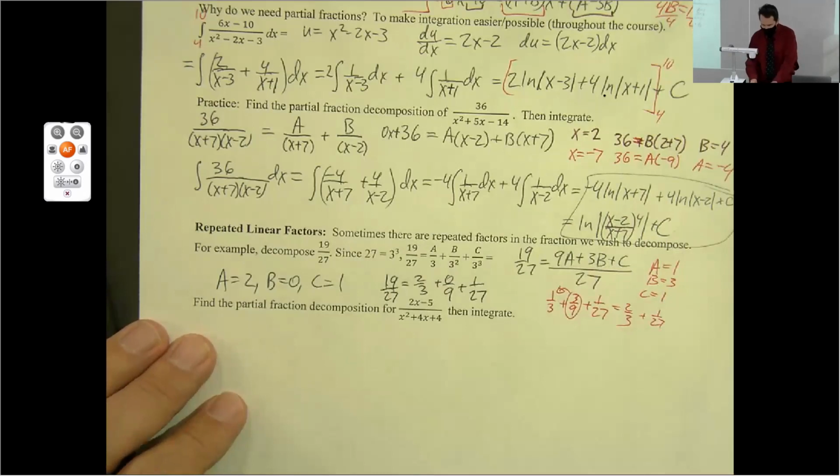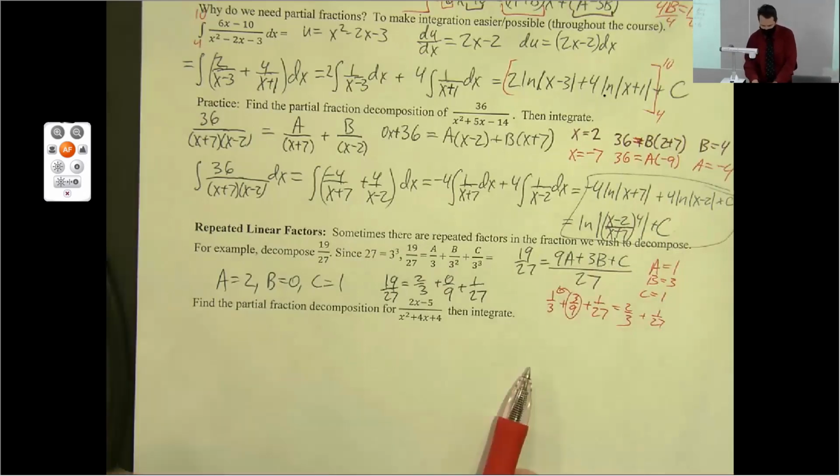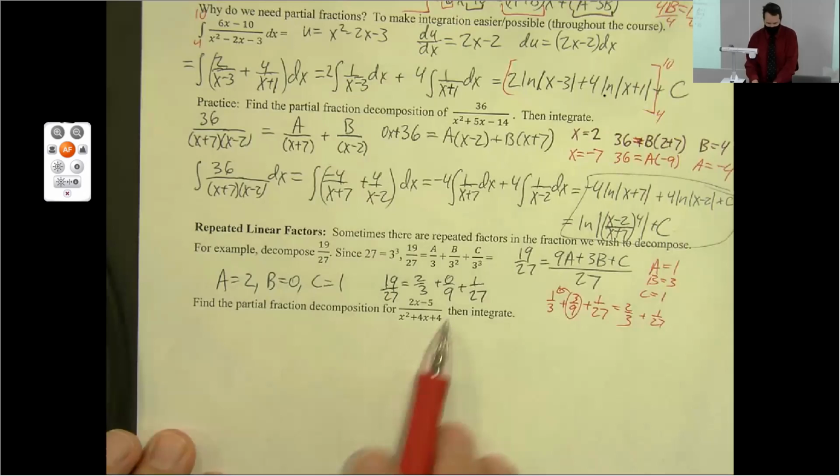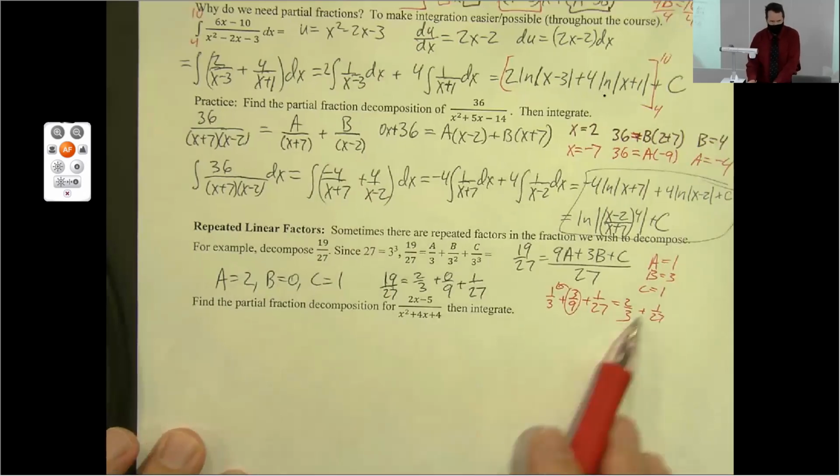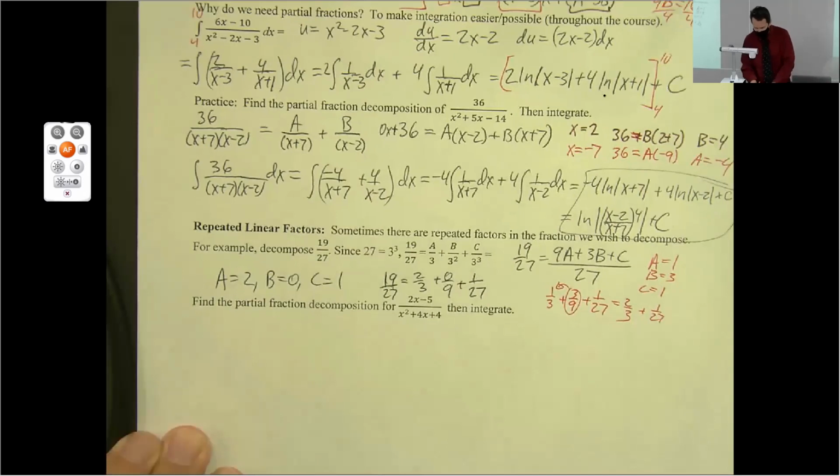Here's the cool thing: if it's a partial fraction, you don't have to worry about these multiple things if you set it up correctly. So it'll take care of itself. So let's try this one, and then we'll integrate it.